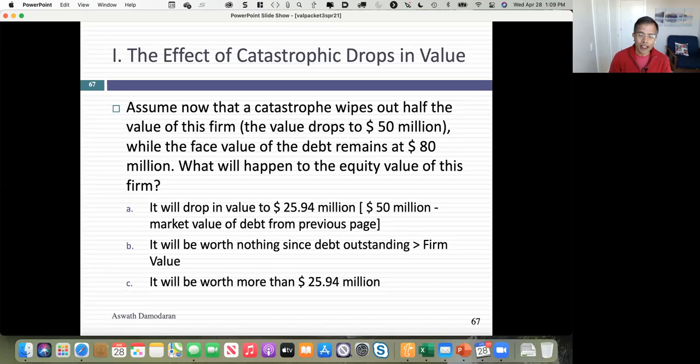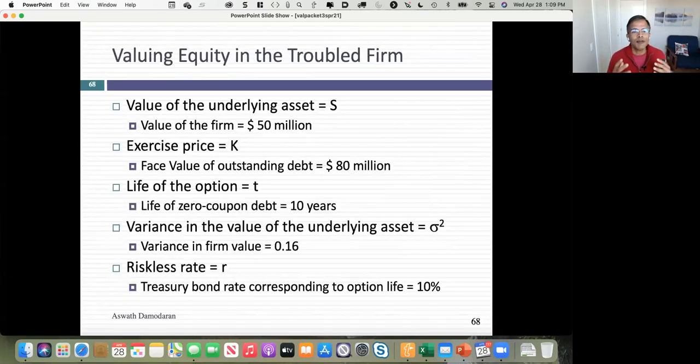So let's play it out. Let's see what happens. I'm going to try to value the equity in the firm with half the firm gone. The only thing that changes in my option pricing model is my S, instead of being 100 million, is now 50 million. Everything else stays exactly the same: strike price, because I still owe the same $80 million face value bond, same 10 years to maturity, same standard deviation, because even though the company has become smaller, the standard deviation is a percentage change in the value that hasn't changed.